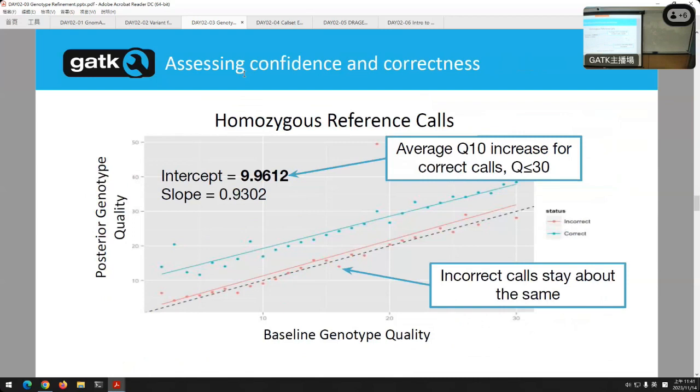And on average, you have a Q10 increase. That's pretty high. It's a significant increase. That's an order of magnitude, meaning 10 times more confident now. That's very good. Very, very important. And it doesn't affect the incorrect calls. Those stay about the same, which is equally important. So the correct ones are now 10 times better, and the incorrect ones are just as equally bad.